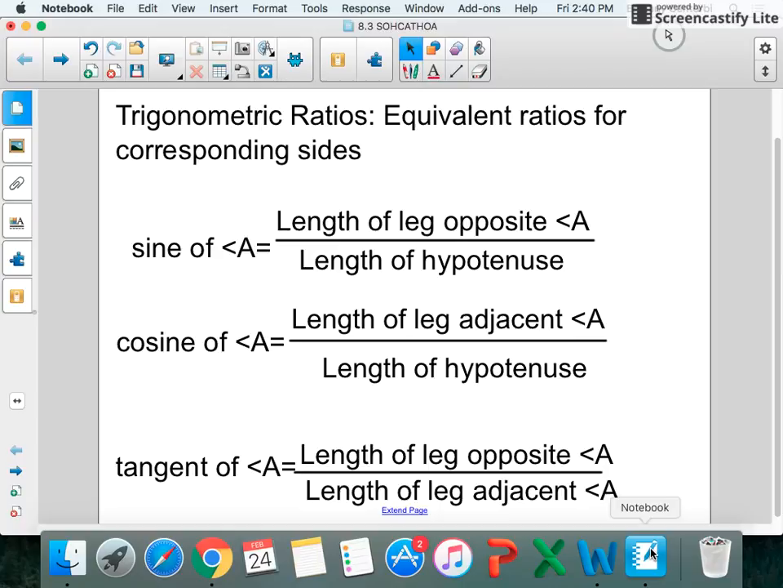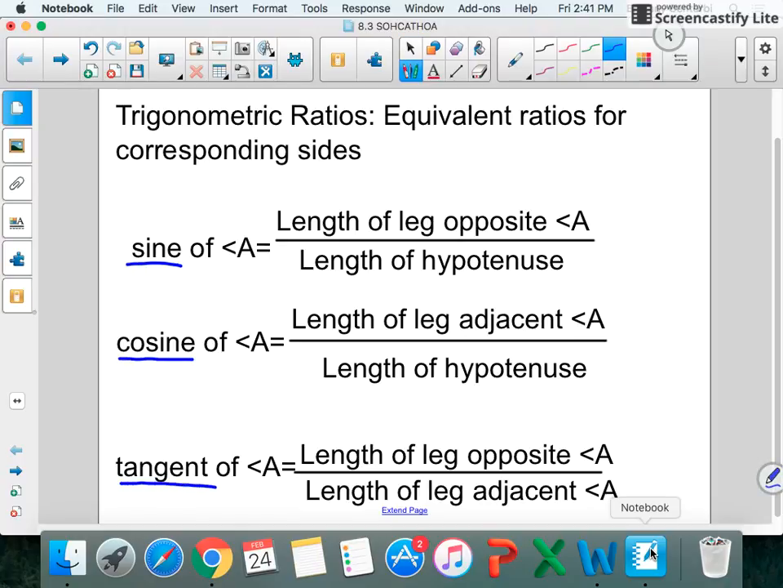Our next section is trigonometric ratios. So a trig ratio is an equivalent ratio for corresponding sides. We have three trig ratios. They're called sine, cosine, and tangent. And it's always of an angle. So they'll always put an angle in there, but then its ratio is equal to sides or the hypotenuse.